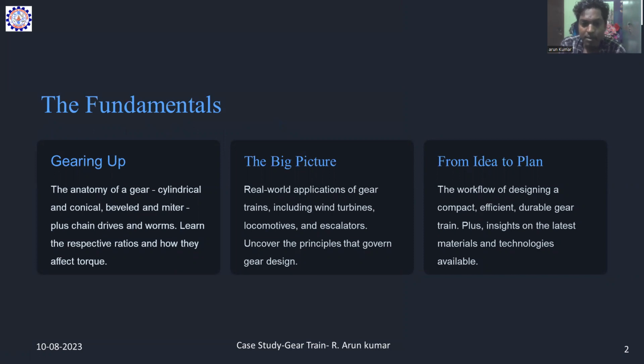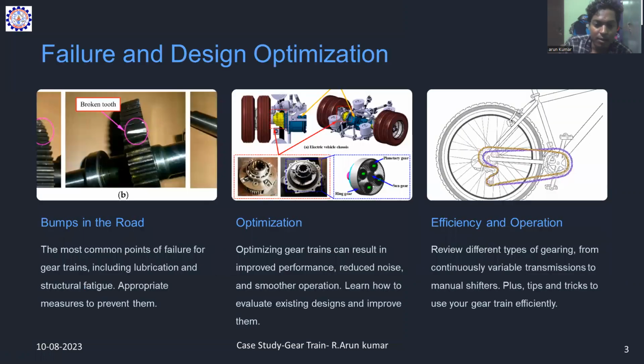The big picture covers real-world applications of the gear train, including wind turbines, locomotives, and escalators, and uncovers the principles that govern a gear mechanism. From idea to plan covers the workflow of designing a compact, efficient, durable gear train, plus insight into the latest materials and technologies available.